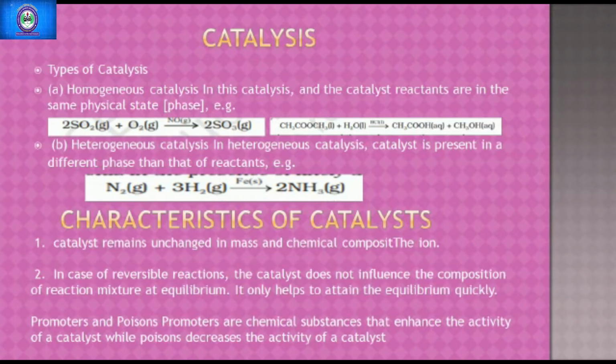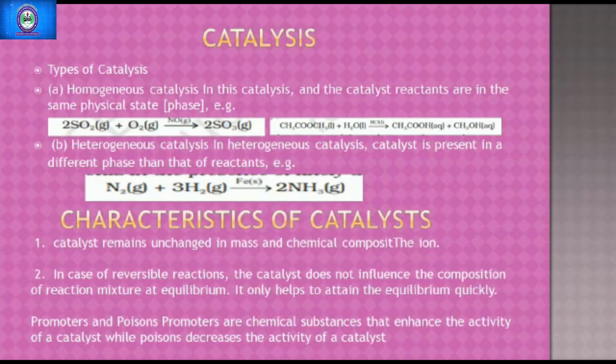Heterogeneous catalysis. In heterogeneous catalysis, the catalyst, reactant and product are in different physical states. So the catalyst is present in a different phase than that of the reactant. A very common example I have taken here: nitrogen is a gas, hydrogen is a gas, but here the catalyst used is iron, which is in the solid state. So the phase is solid and the product formed is ammonia, again a gas.